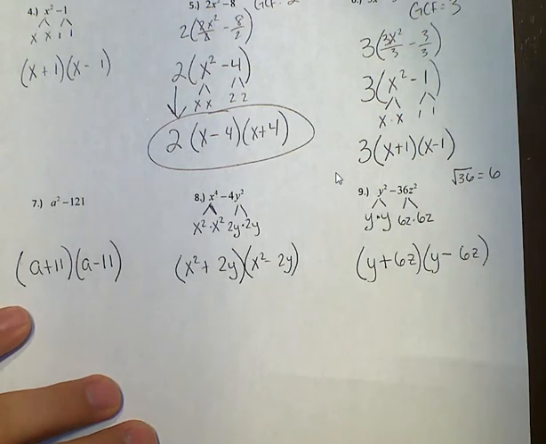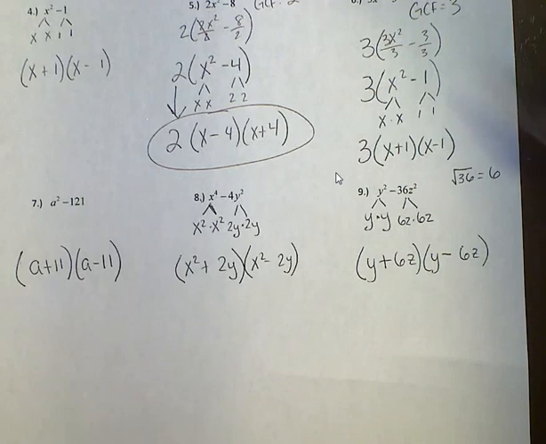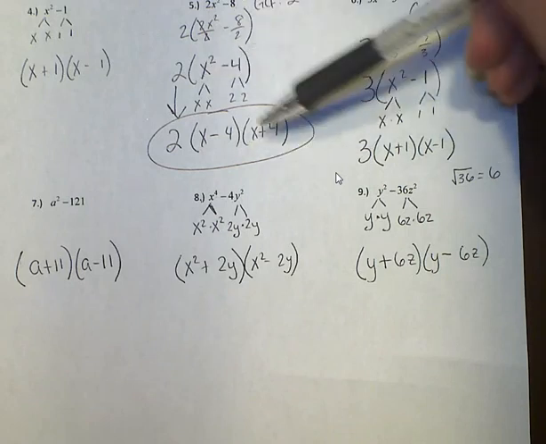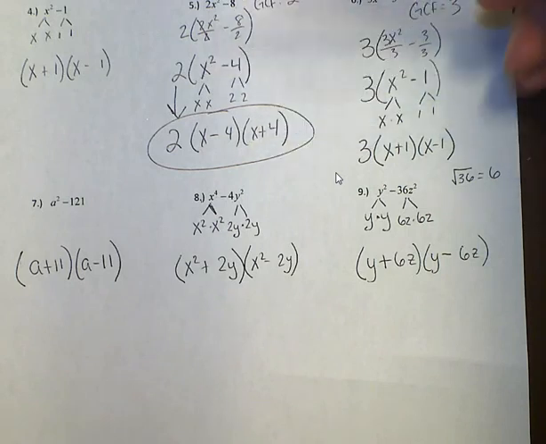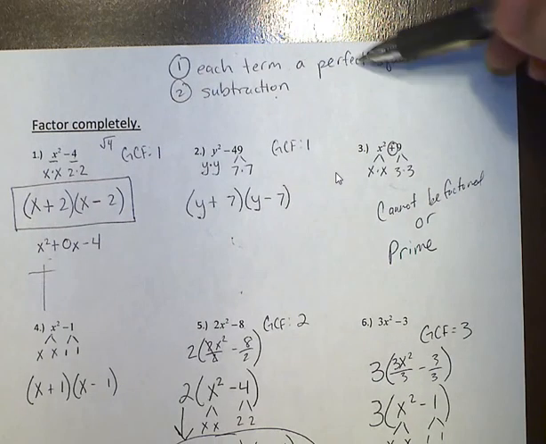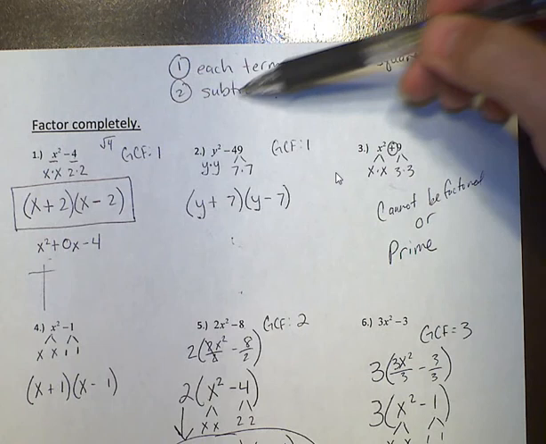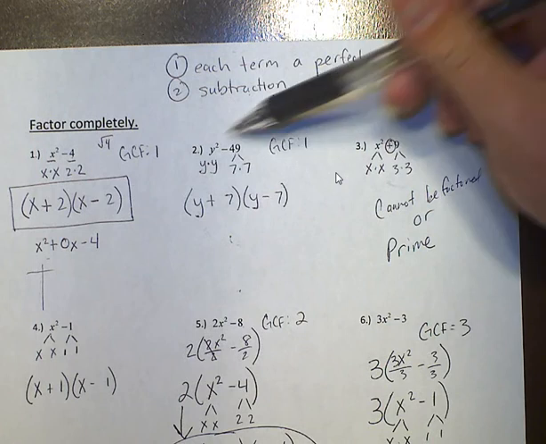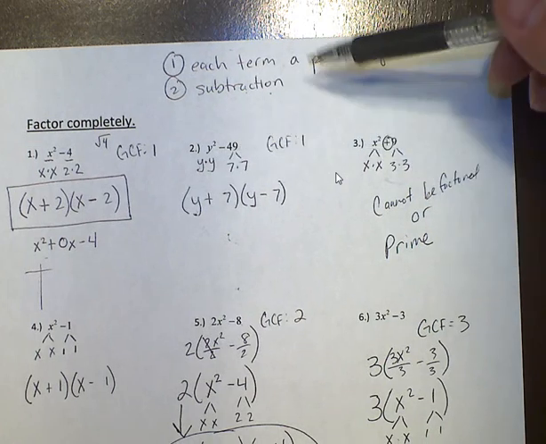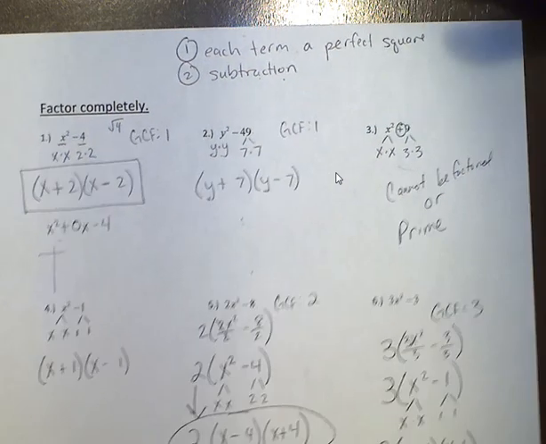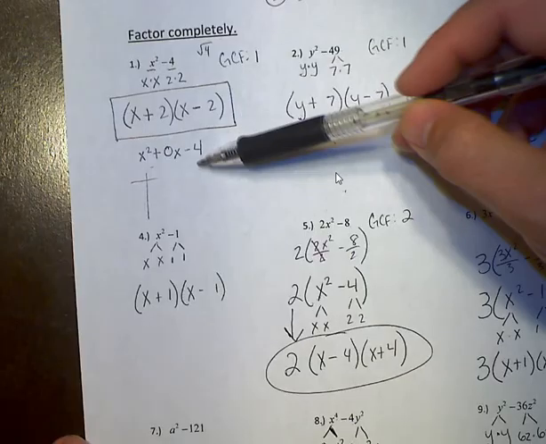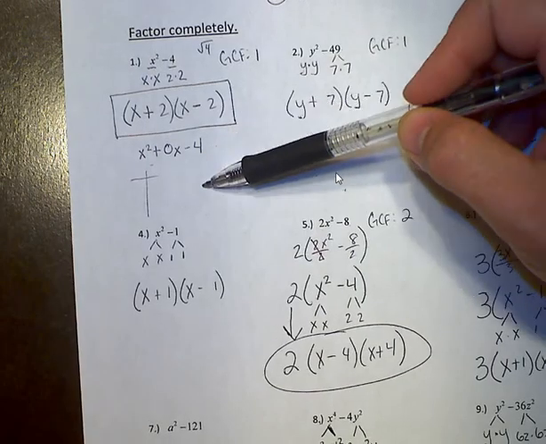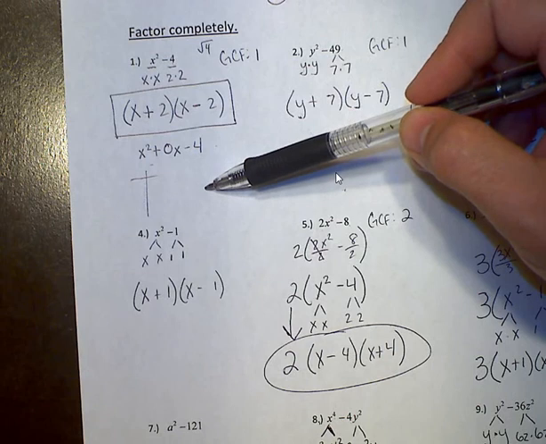So remember, all of these can be done with the shortcut as long as I know that each term is a perfect square and then I know that it is subtraction. If it's addition, it does not work. If these are not perfect squares, this does not work. If you don't notice that it's a perfect square and you do it the long way, that's fine. You're still going to get the same answer. This is just a little shortcut if you happen to notice it.